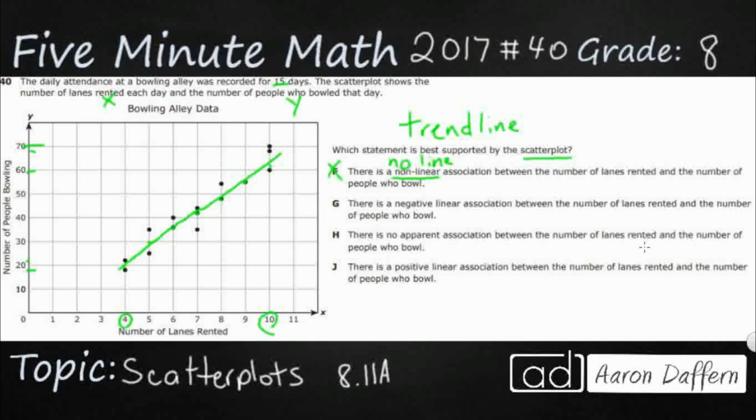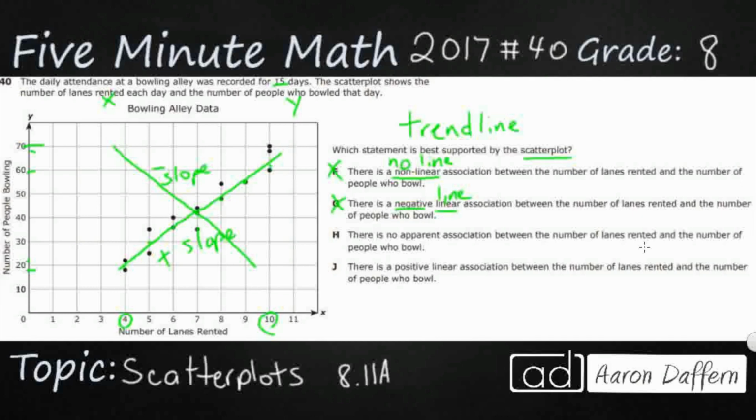There is a negative linear association. All right, so linear means line, yes, but linear doesn't necessarily encapsulate everything we need, because look at this. It says negative linear. So remember, this has a slope, and since it's moving up as we go from left to right, it's a positive slope. Negative linear would kind of be like this. It would be the more lanes rented, the less people. This is a negative slope. The more lanes rented, the less people that show up. No, that doesn't make sense. The more lanes rented, the more people show up. As your x increases, your y also increases.